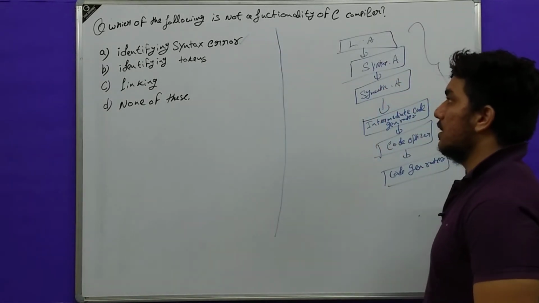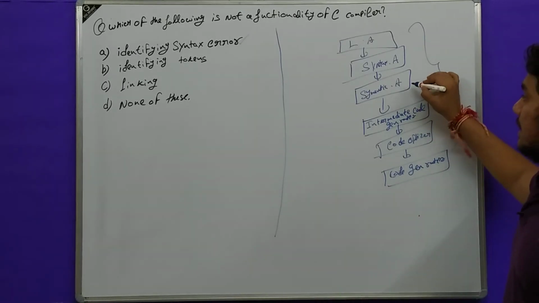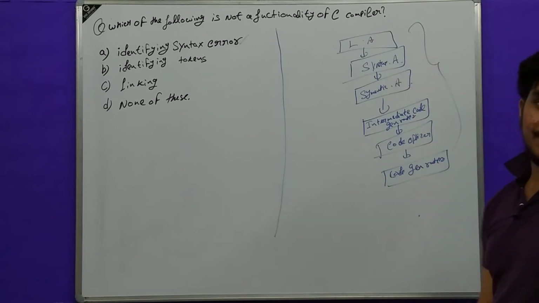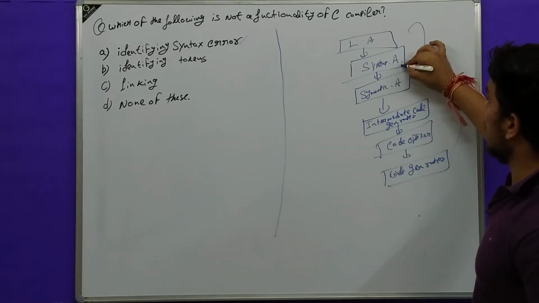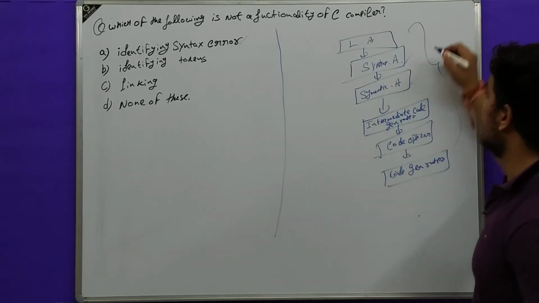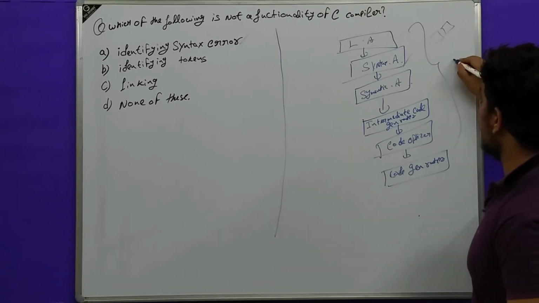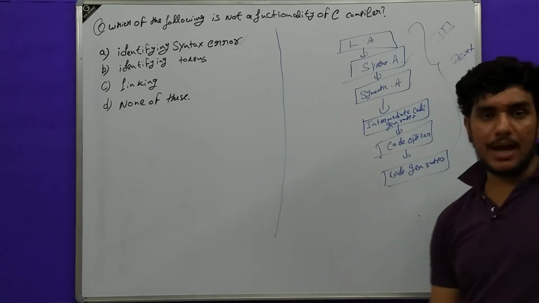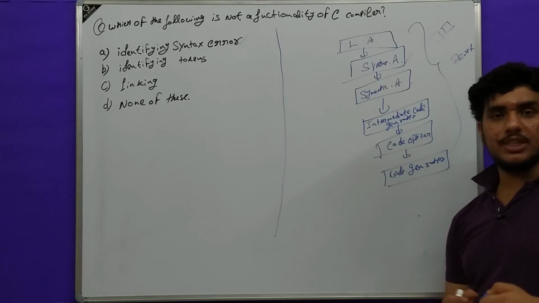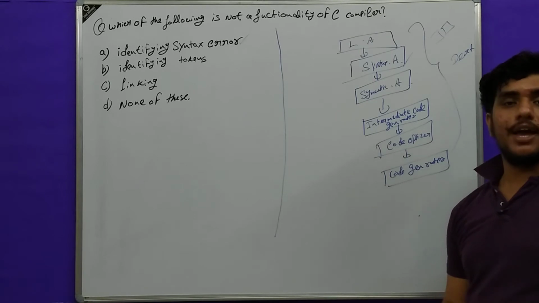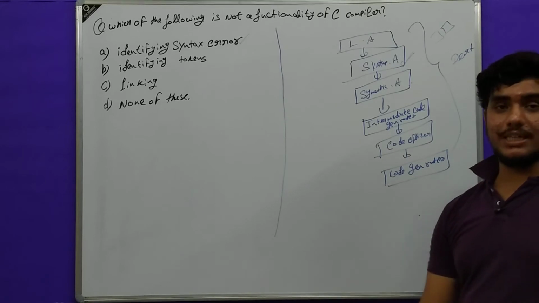First one, identify the syntax errors. It is a functionality of compiler because the semantic analyzer and syntax analyzer both work together to check the syntax error. It detects each error by making the token stream into a derivation tree and matching with its grammar productions, whether this string can be generated by its given grammar or not. If it can be generated, then it is syntactically correct. Note it down, syntactically correct.